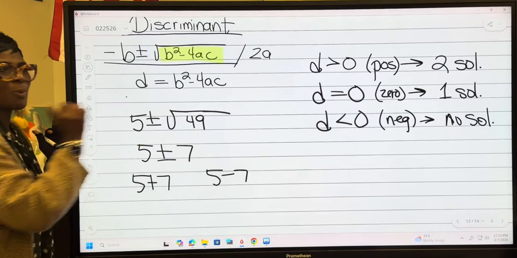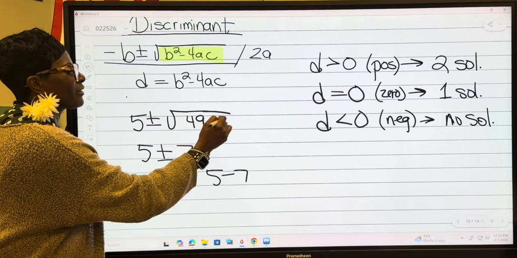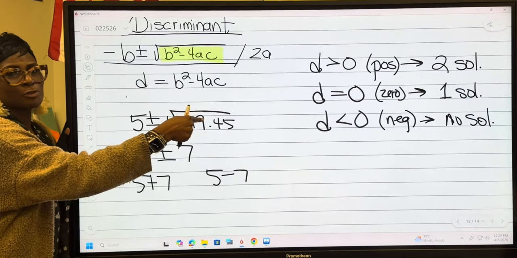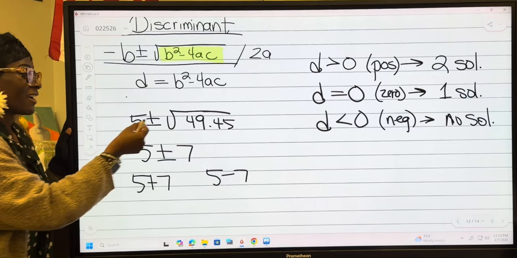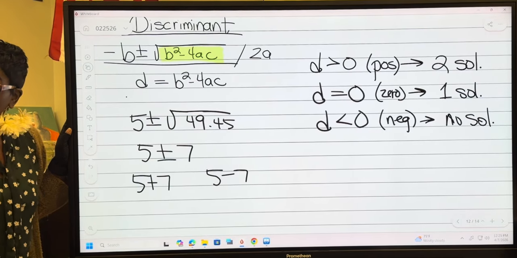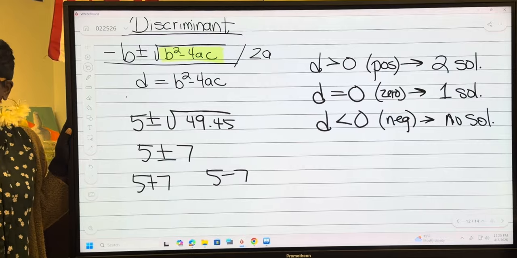If the number in here is positive, it could have been 49.45. I don't know the square root of that. But what I do know is that if I add 5 to it, I'm going to get one number. And if I subtract this from 5, I'm going to get a different number. So I'm going to end up with two different solutions. Are y'all following me? Yeah.